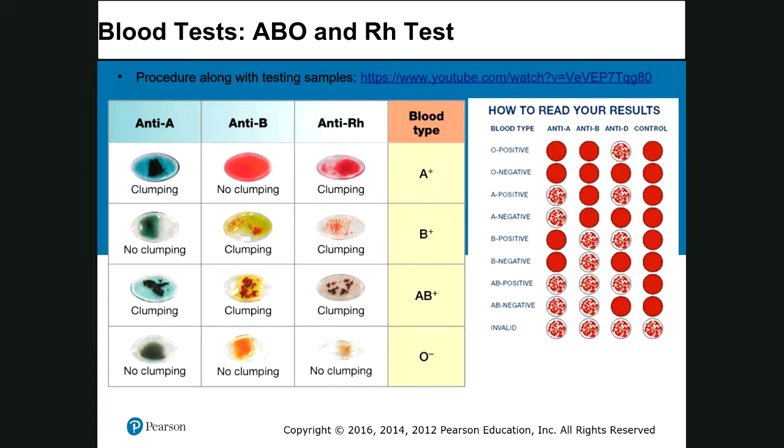Either I will say the word clumping or agglutinations, or I will just show you pictures of agglutinations, which means this is agglutinations. This is clumping. This is non-clumping. Agglutinations versus non-agglutinations. Okay?